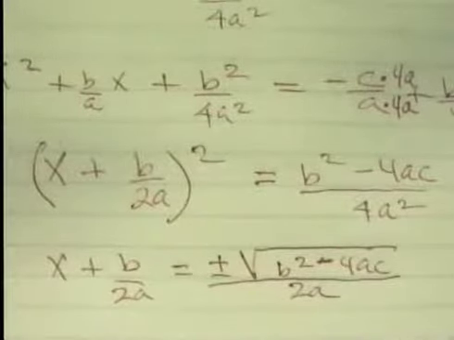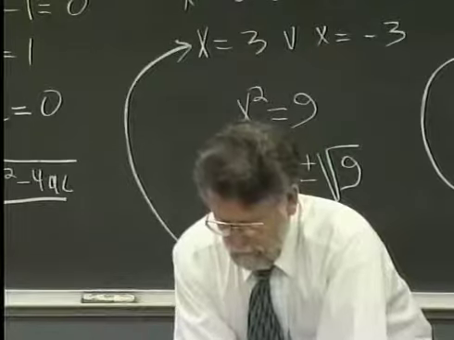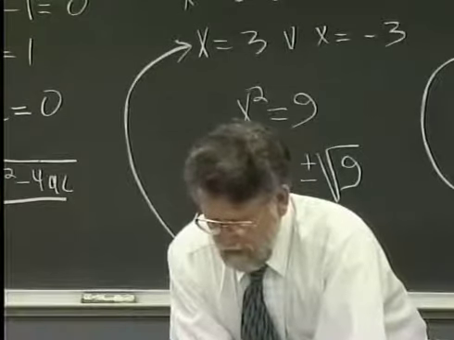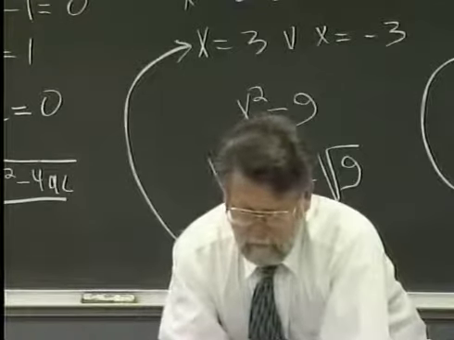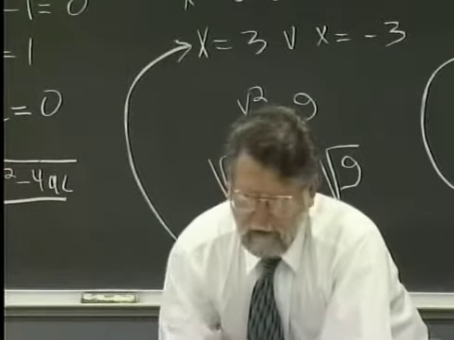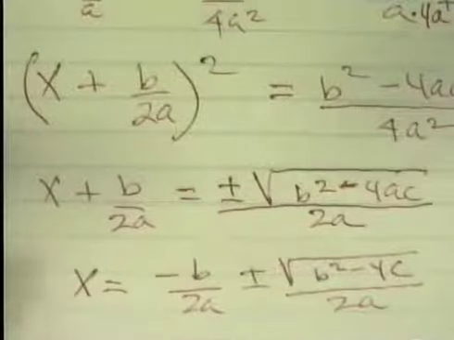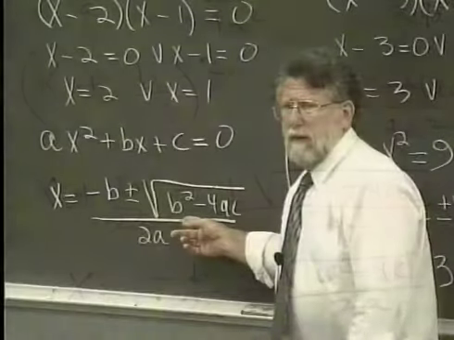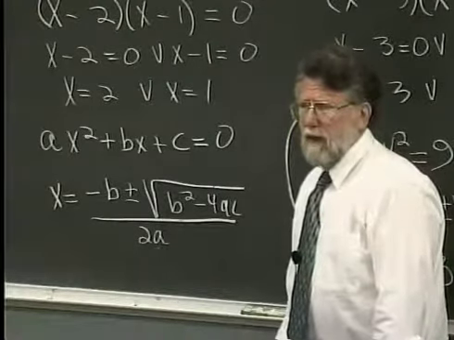One more step. We're nearly done. I'll write this out. I'm leaving the last step undone. Okay. Now all I did was bring the b over 2a to the right side and it became negative b over 2a. But I have the same denominator, correct? And that is exactly what I had right here. Minus b plus or minus the square root of b squared minus 4ac all over 2a.